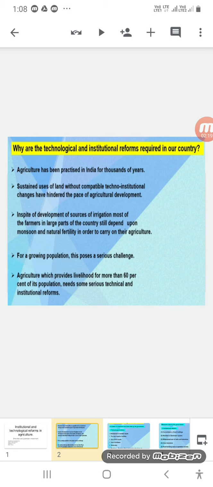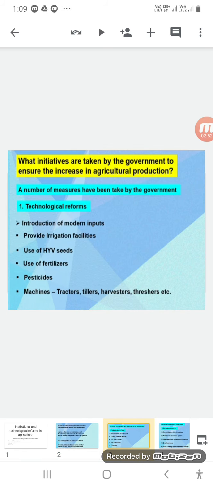The growing population has a growing demand for food, and this food is given by the agricultural sector. So the agricultural sector needs reformation. Agriculture, which provides livelihood and food for more than 60% of the population, needs serious technological and institutional reforms. Here in India, the government is taking initiatives to increase agricultural production. A number of measures have been taken by the government. Firstly, we will discuss the technological reforms.